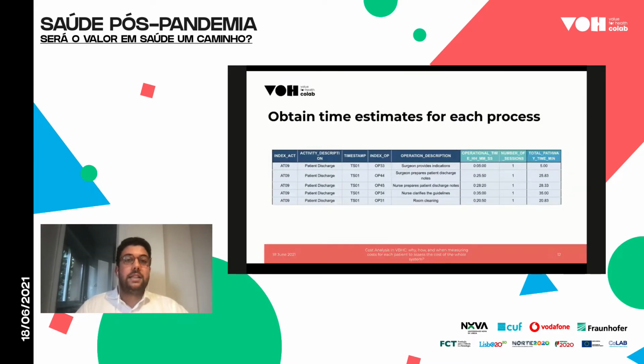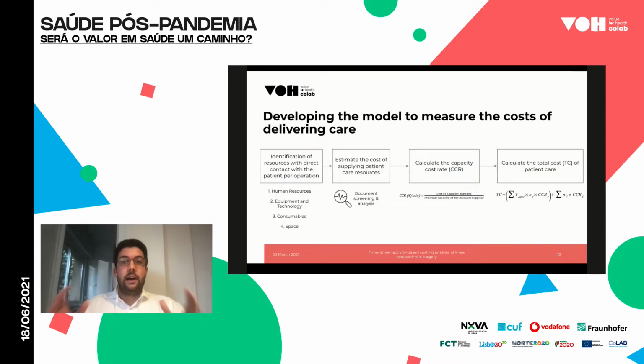Then we had to estimate the duration of each activity. Unfortunately, due to COVID, we were not able to shadow the patients and follow them, but we conducted several focus groups with healthcare representatives of each HR category, and we computed the average duration of each operation according to their answers. So now, focusing on measuring costs.